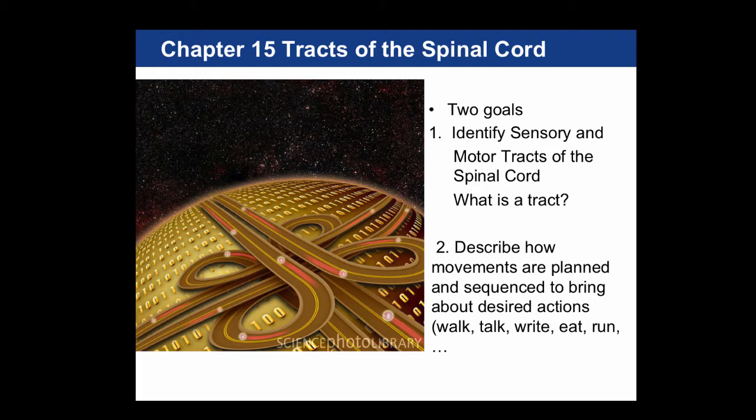We've got two major goals for this chapter. The first is I want you to be able to identify sensory and motor tracts of the spinal cord, including what is a tract. If you remember from the previous chapter, you should be able to identify that. So write down a simple definition. A tract is, and I'll give you about 15 seconds. A tract is a collection of axons within the central nervous system.